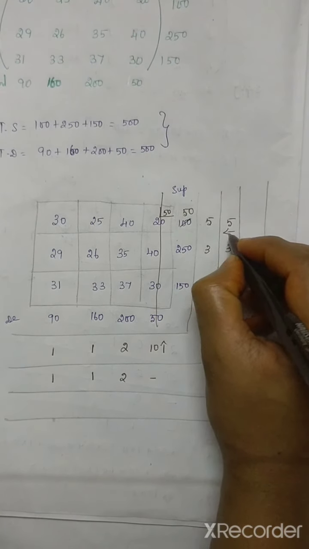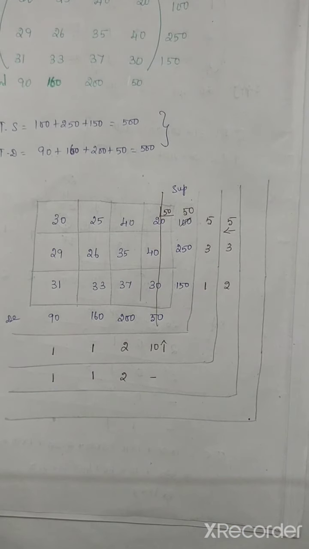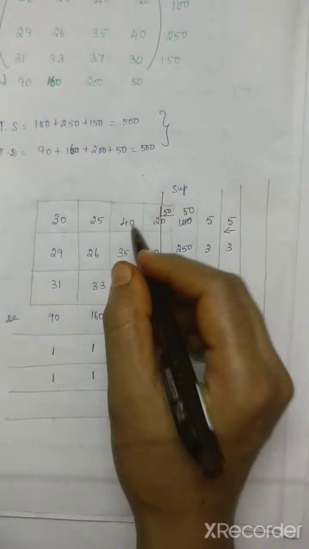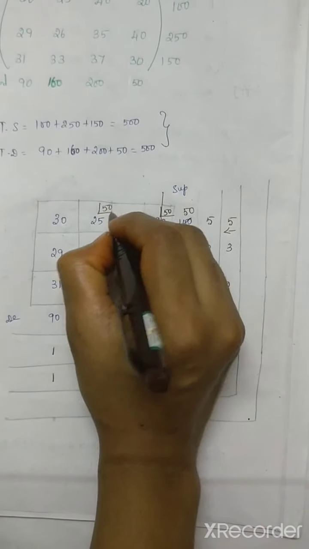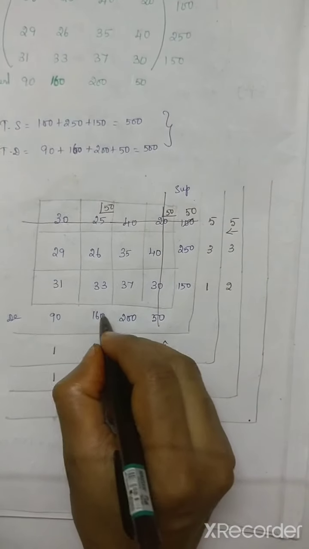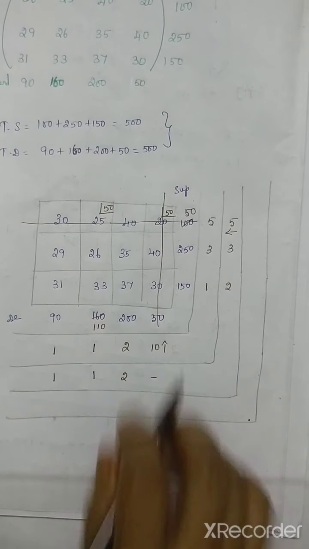So you have to come with this one. For the first row, the smallest value is 25. So here you have to compare with the demand value and supply value. So 50 here. So you have to cancel this row. This will be reduced to 110.